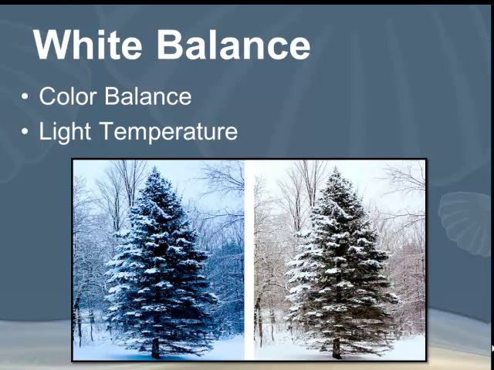To accurately represent your color, your camera needs to know what objects in your image are white. Once the camera is calibrated for white, it can more accurately reproduce other colors.